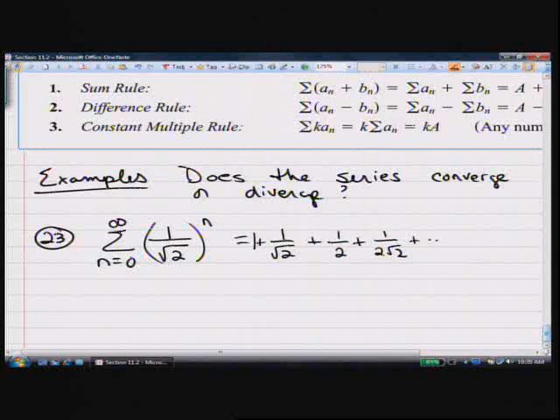One over the square root of 2 is your R. Okay? Is that all right? I mean, it feels uncomfortable, but it is. 1 over square root of 2 is your R. And so this is a geometric series.